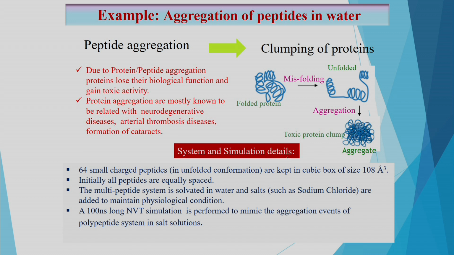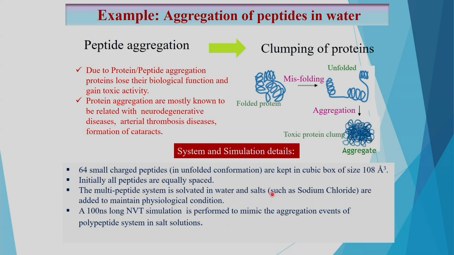So, the system and simulation details are that we take 64 small charged peptides in the unfolded conformation, that is this conformation that appears here. We take them in a cubic box of size 108 cubic angstrom. Initially all the peptides are equally spaced. This is how we start our simulations, and then we run the MD trajectory.